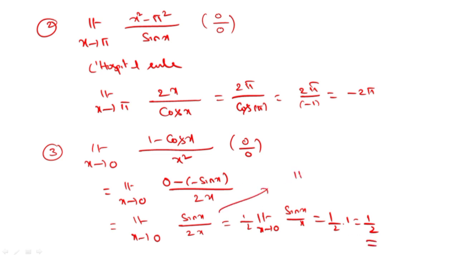Or you can apply L'Hopital rule again here: limit x tends to 0, cos x by 2 into the derivative of x, which is 1. Now we have 1 by 2 into cos 0, which is 1. That is 1 by 2. Whatever you like, in both ways you will get the same answer.